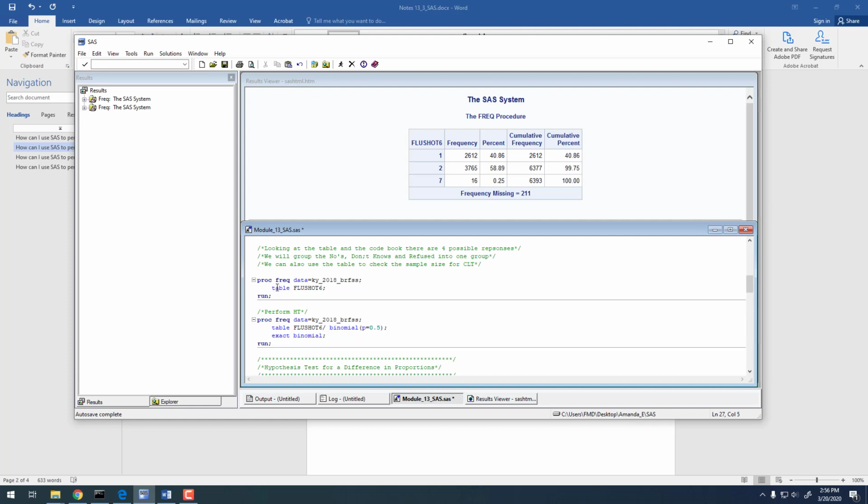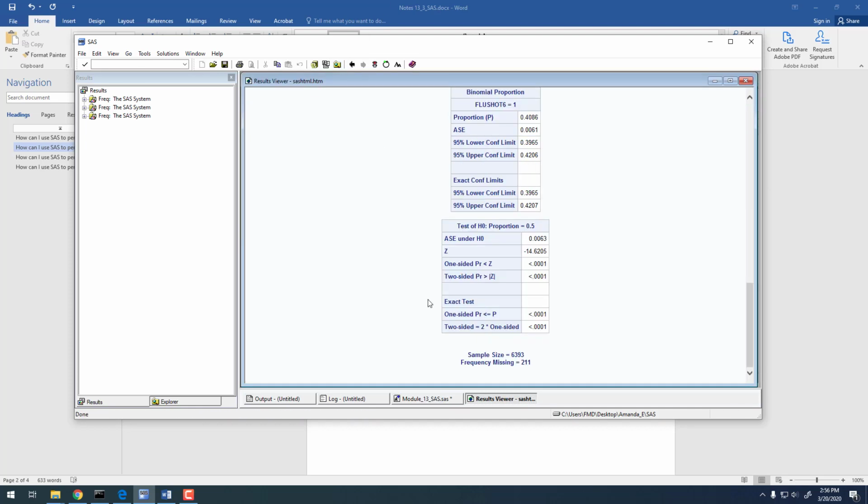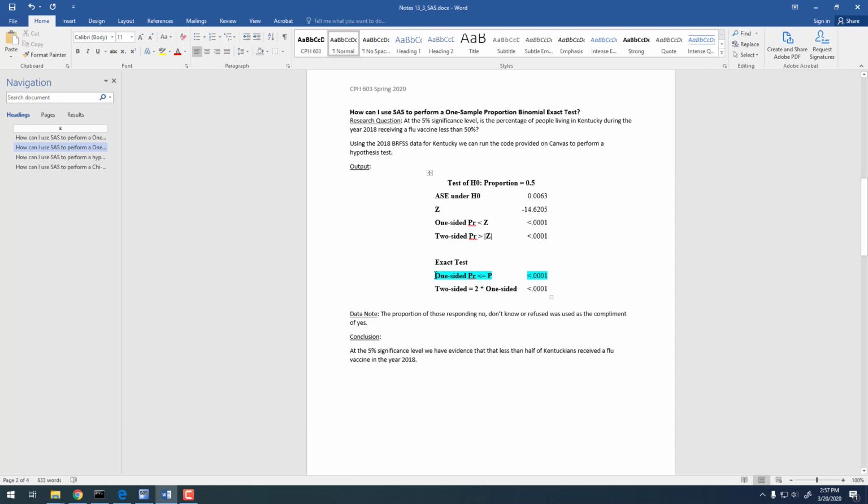Again, we would use a table to make sure we understood how a variable was coded and to get a feel for what's happening with that variable. And then to perform the actual exact hypothesis test, we add in this exact binomial line. So running this, notice it has added in down here an extra piece, which is the exact test. And so I have copied that over. So for the exact test, we would use this p-value. Notice using the exact test, it's still significant. So at the 5% significance level, we have evidence that less than half of Kentuckians received a flu vaccine in the year 2018.